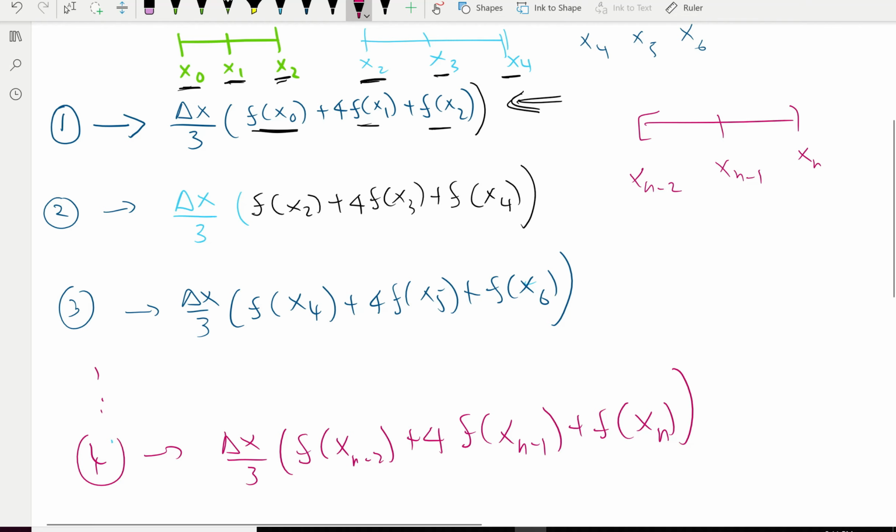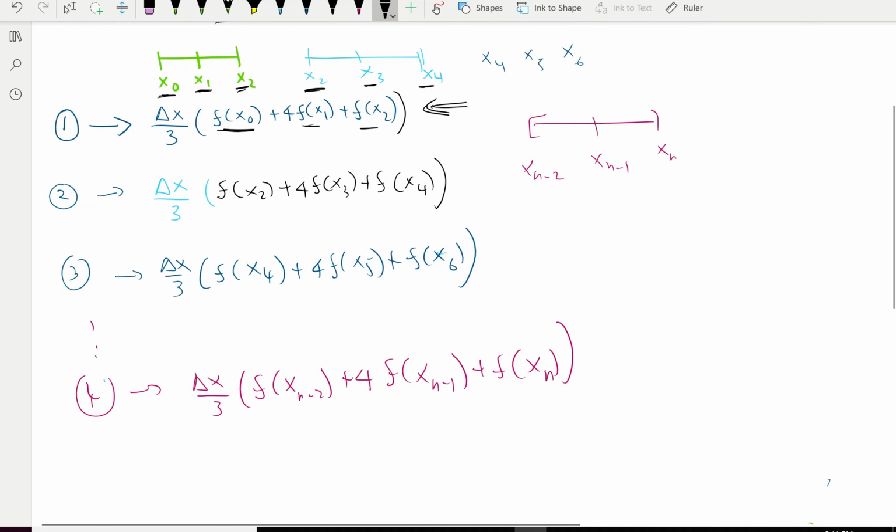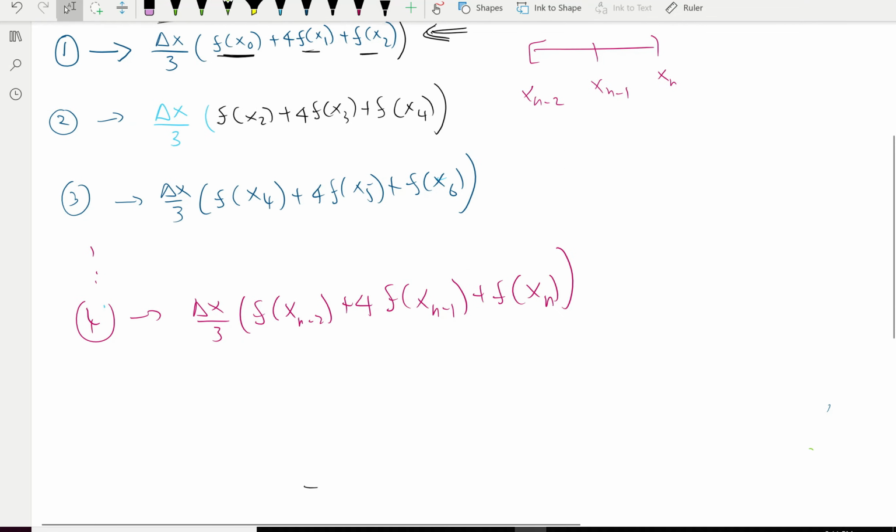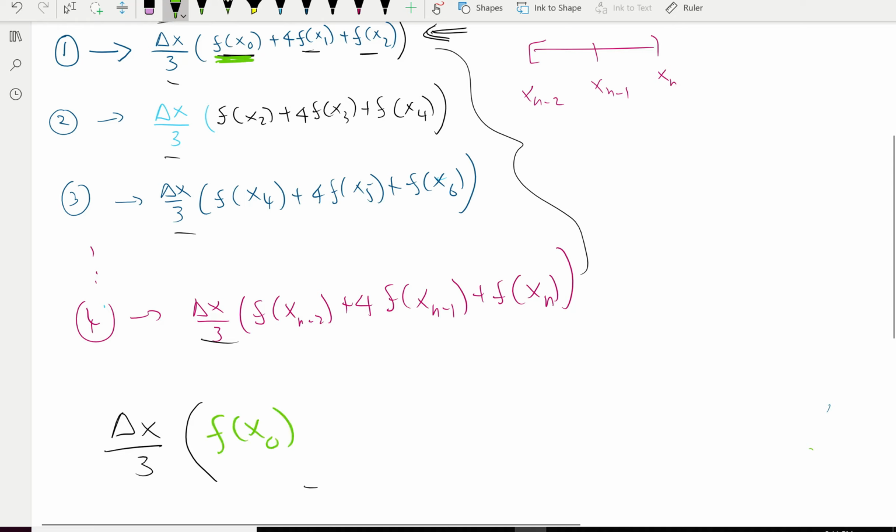Now let's add them up. If you add them up, you have to look at this here. There is a very clear pattern. Delta x over 3 is common, right? So if you add all of them to get the total area, we can factor out delta x over 3. Now if you look at this, f(x0) appears only one time in all these formulas, right? So that comes up for us, f(x0).